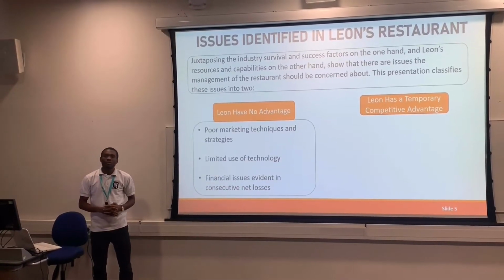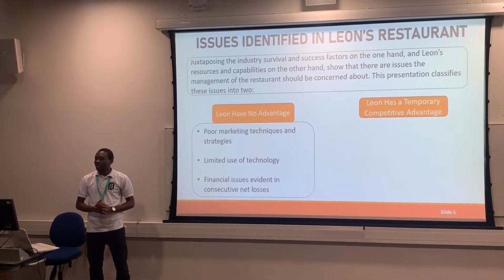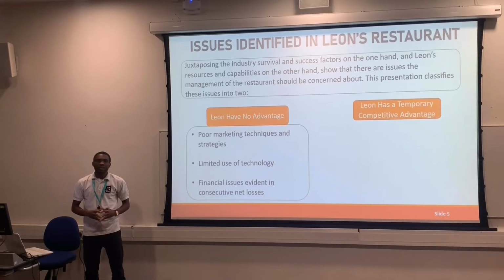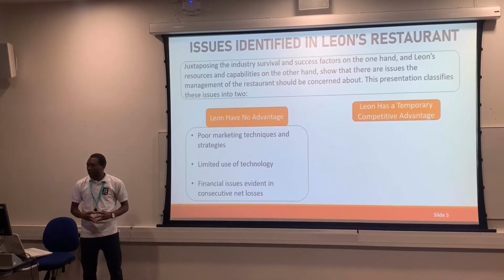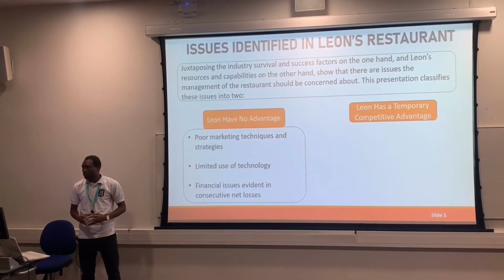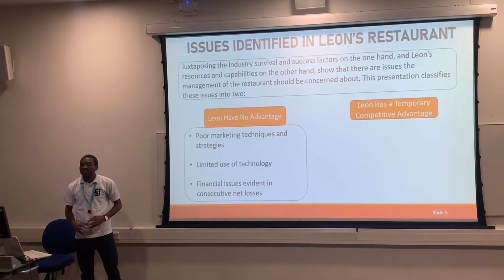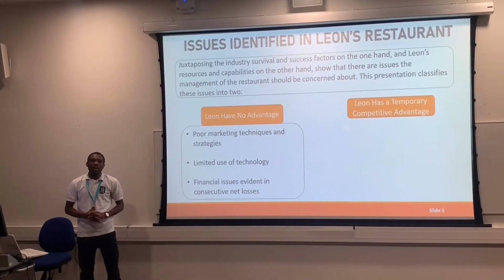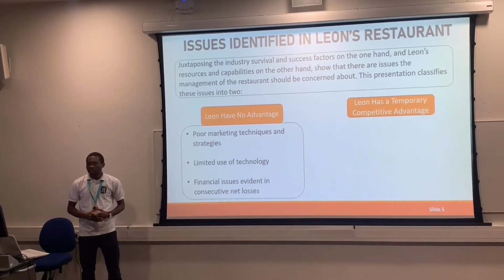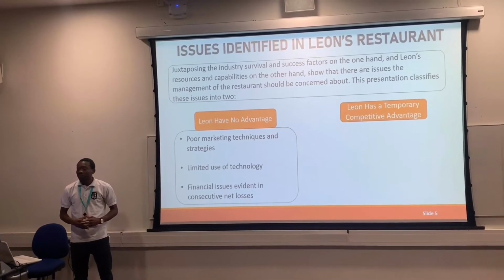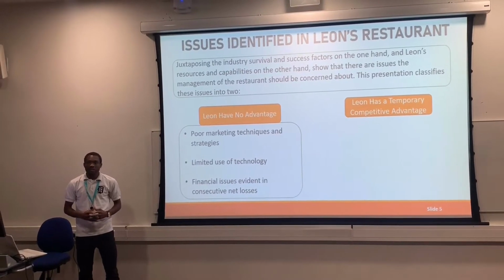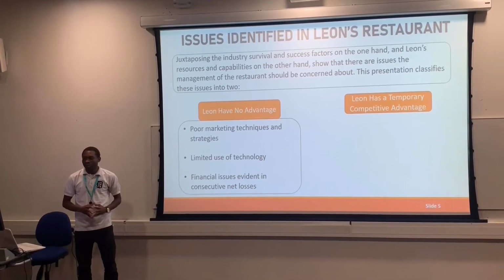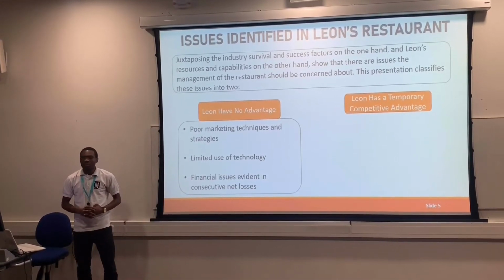For issues where they have no advantage at all, we came up with marketing as one of them. We found that the marketing in Leon's Restaurant is not up to the standard required for industry success, especially going forward in the trends. We also identified that the use of technology such as self-service kiosks is another area that Leon's Restaurant is lacking. And we also identified financial issues as evidence. This we did by comparing the different financial statements over about 3 or 4 years. This will be addressed in the later part of this report.